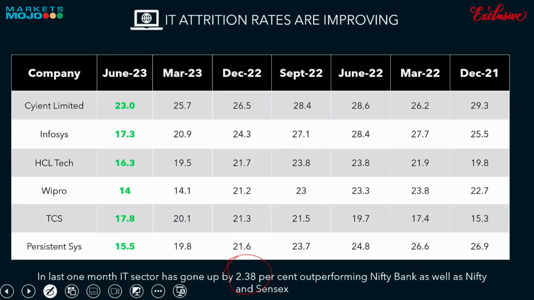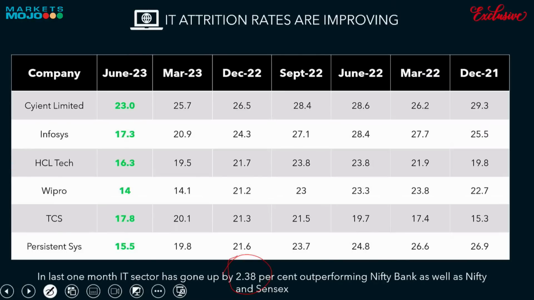So why have IT companies moved up? Why has the Nifty IT index gone up? One of the trends you can see consistently across all IT companies is the number of people leaving IT companies. The voluntary IT attrition is on a decline.